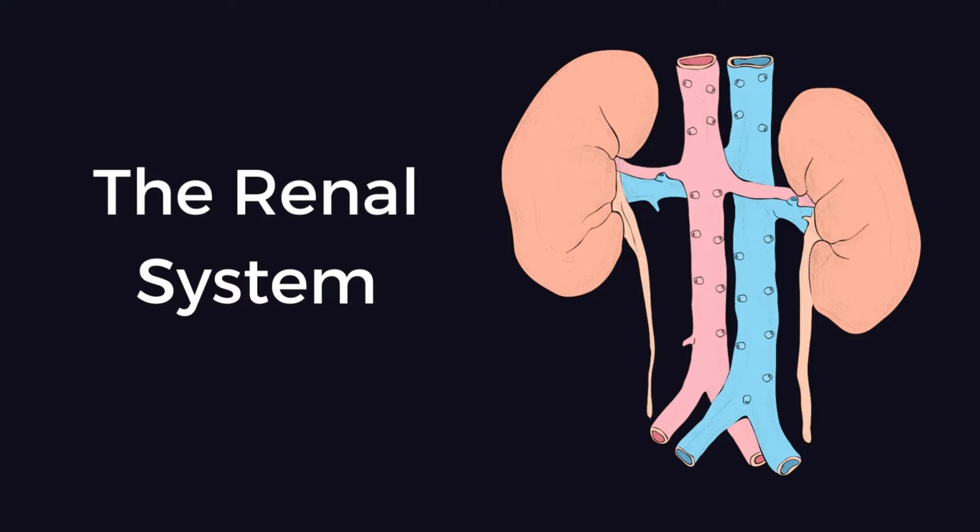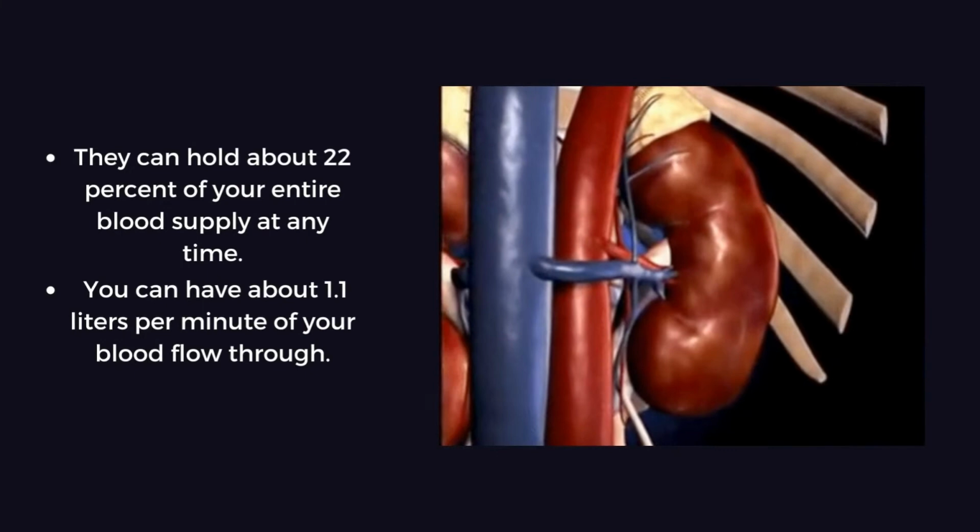As you can see on the screen, our topic today is the renal system. The renal system is an organ system that includes the kidneys, where urine is produced, and the ureters, bladder, and urethra for the passage and storage. The renal system can hold about 22% of your entire body's blood supply at any time.